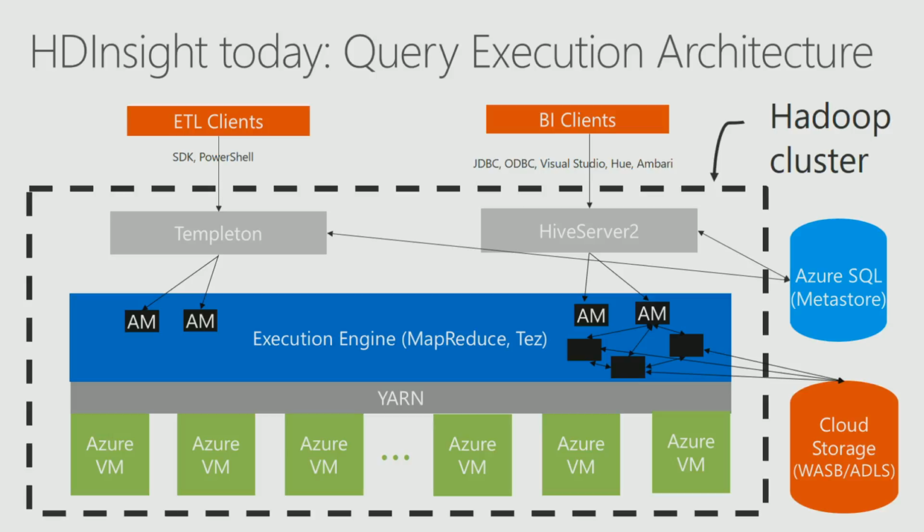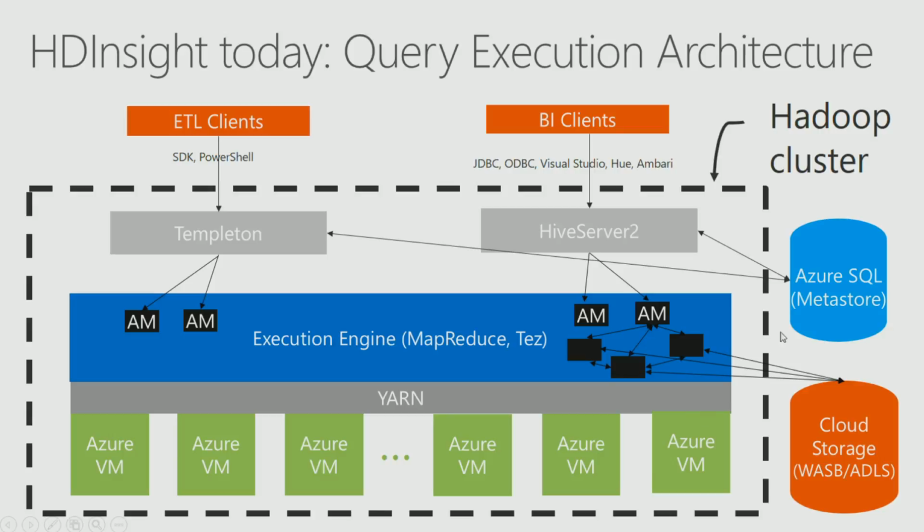And the BI clients use JDBC, ODBC, Visual Studio, Hue, Ambari, and Beeline, most of the other tools, and talk to Hive Server 2. The difference is with Hive Server 2, the client always has to have a session open, whereas with Templeton, you don't have that. Underneath it, they're all doing the same thing. The execution engine is preferably Tez, which is faster than MapReduce. It creates AMs, application masters, which creates DAGs, which ultimately runs on Azure VMs.